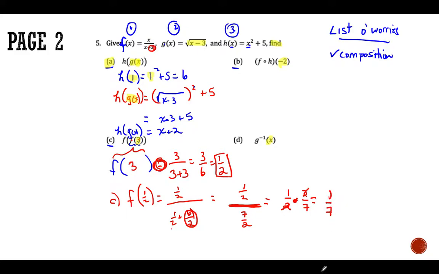Now I'm going to go and do problem B, because problem B is the exact same process as C. It is composition, but it's composition with a number, so I don't get a function. I'm going to get a number as an answer, but they've used different notation. This F open circle H means put H into F, so I use it this way.